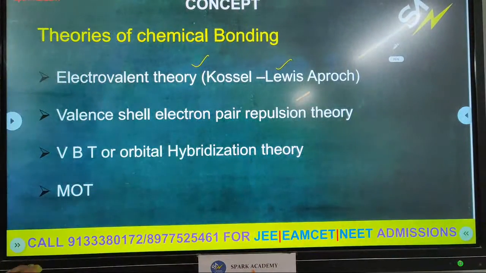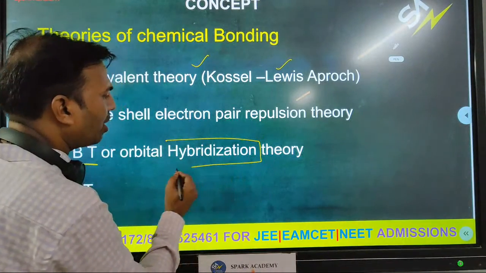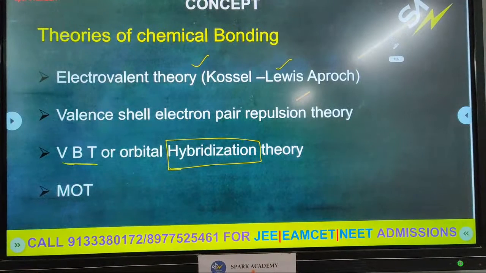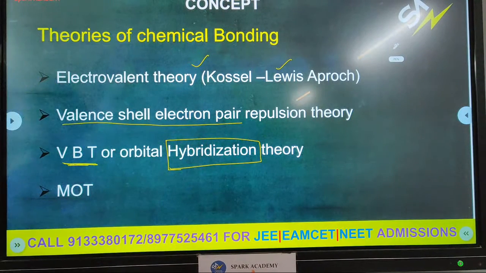Next one, valence shell electron pair repulsion theory. After that, VBT, valence bond theory, which is about orbital hybridization. Next, MOT, molecular orbital theory. In this session, we see VBT first, because hybridization was already completed in our previous sessions. So now we see the VBT introduction, and after that, VSEPR theory, valence shell electron pair repulsion theory.